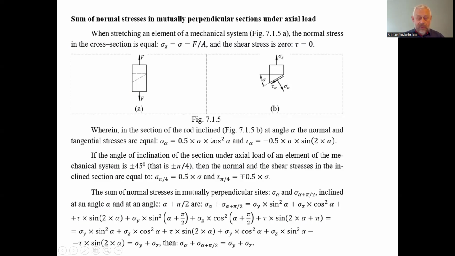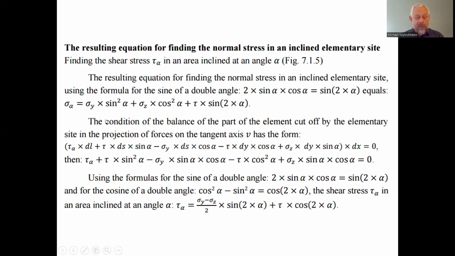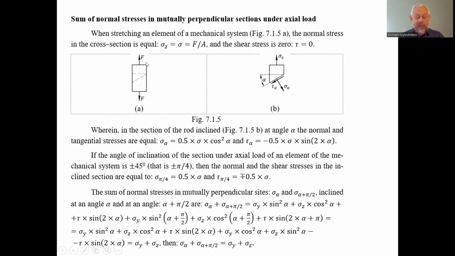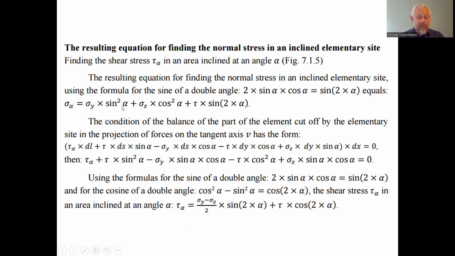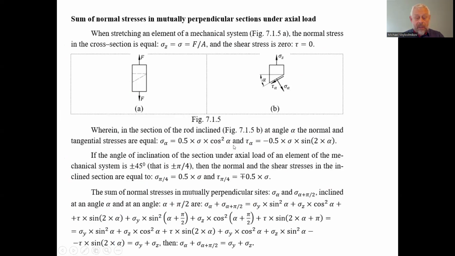Wherein the section of rod inclined by angle alpha, the normal and tangential stresses are equal. So we can use the same formulas for sigma alpha and tau alpha on the actual stretching of the material. We can find that sigma alpha equals sigma times cosine squared alpha. This is because sigma alpha is equal to sigma by cosine alpha.